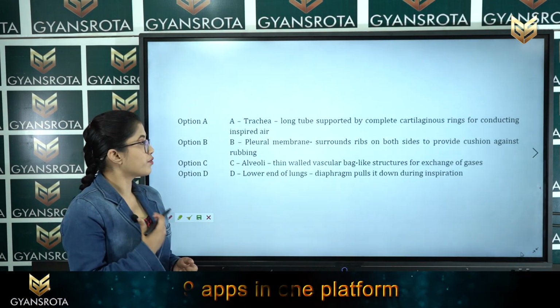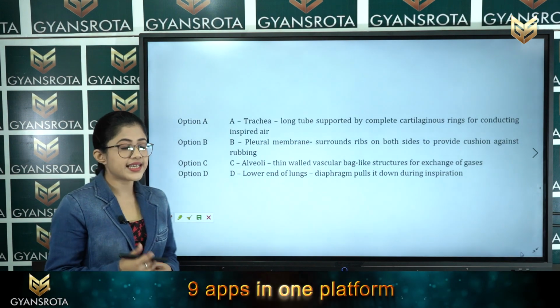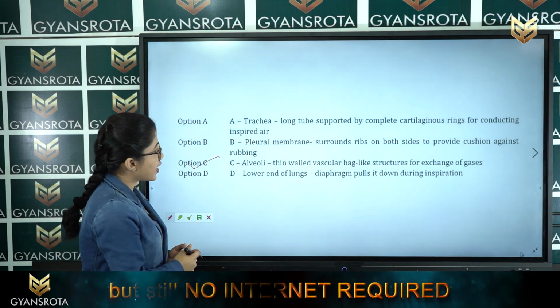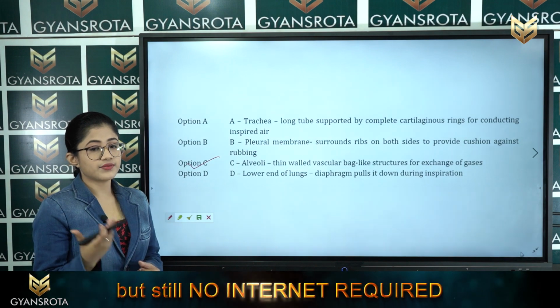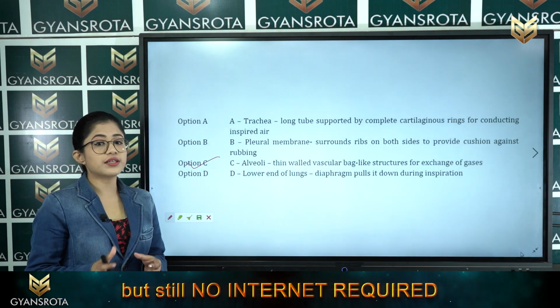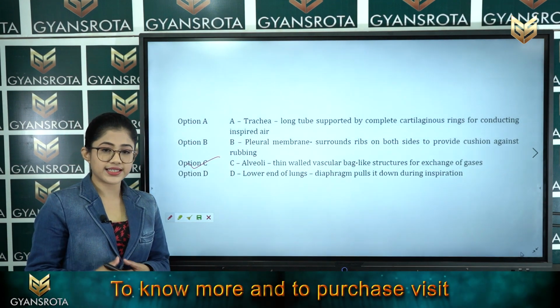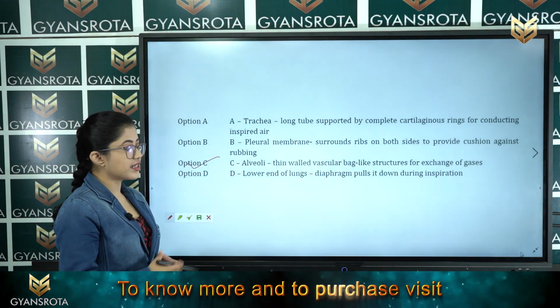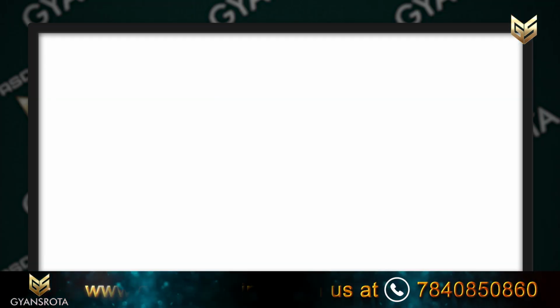In the following options, option number C, that is alveoli, is a thin-walled vascular bag-like structure for exchange of gases. That is the correct answer for this question. Now let's see the next question.